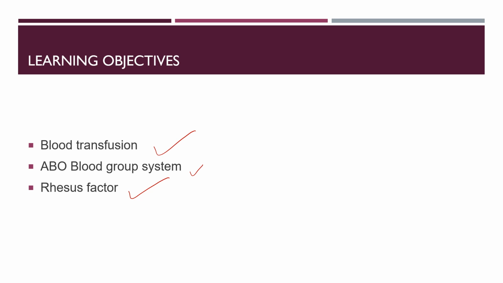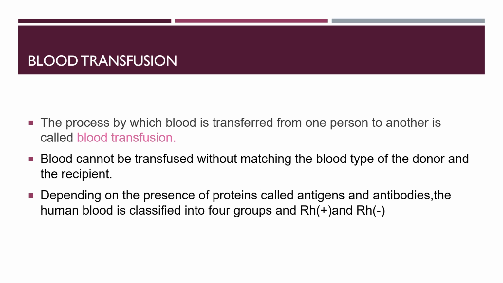So let us start with today's episode of blood groups and blood transfusion. First, what is blood transfusion? We should know what this process is. The process by which blood is transferred from one person to another is called blood transfusion. So when we are transferring blood from one human body to another, it is called blood transfusion.